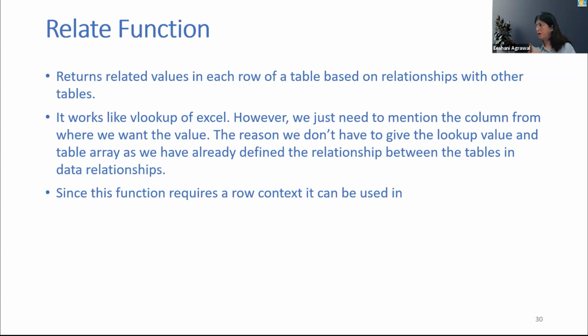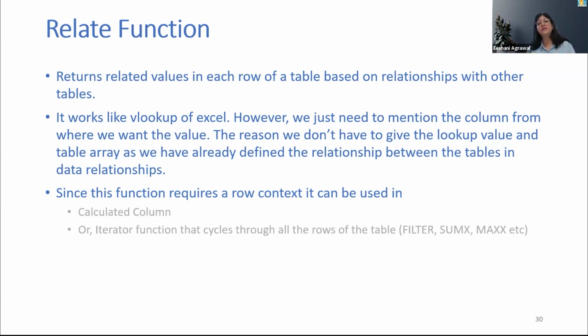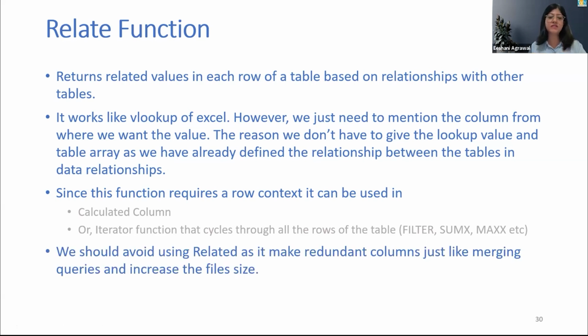Since it returns a column, and we were already against creating new columns, we use it under different functions. So we bring the column and then we create more functions around it to get a single value. Such functions are some iterator functions like SUMX and MAXX, or filter functions. Filter functions, again, we'll use inside other functions, right? So we are going to use RELATED to reduce redundant column creation by merge, because it increases our file sizes. This part is clear?